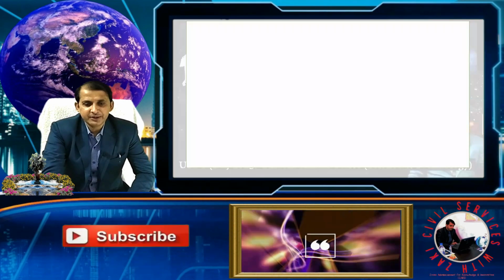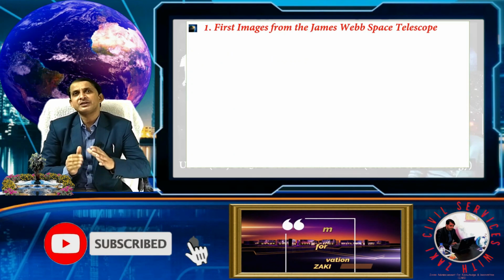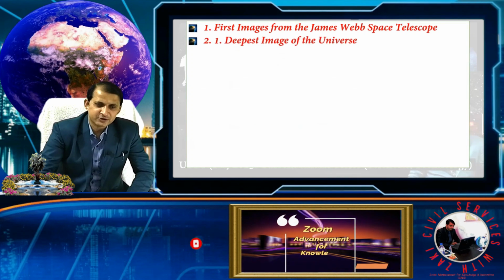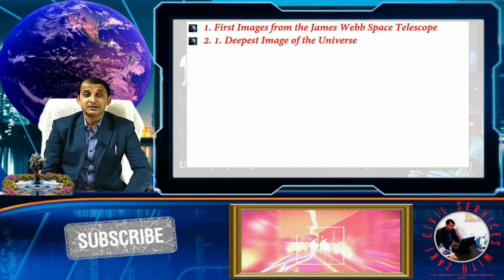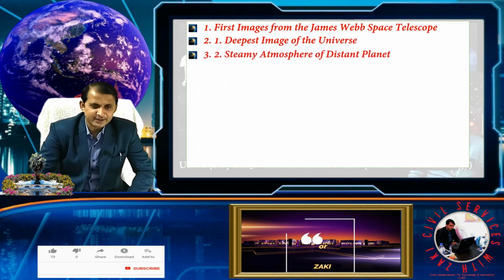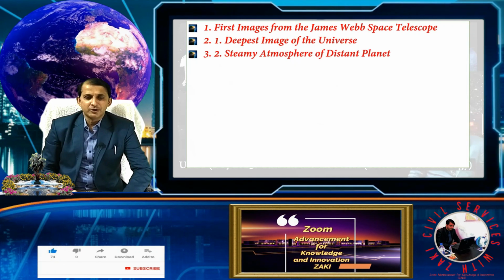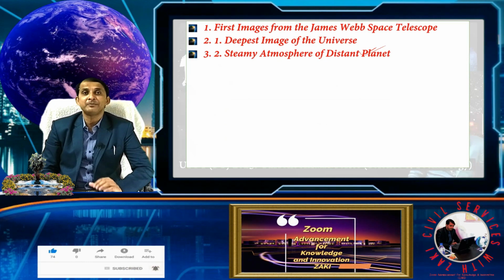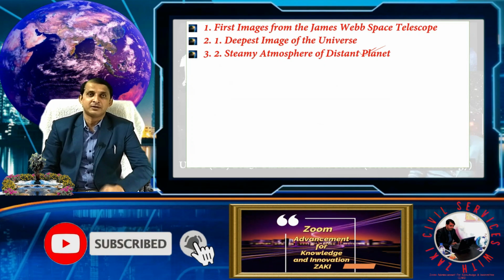Number 1, the first images from the James Webb Space Telescope. We discuss all the first images it took. One is the deepest image of the universe, the most important picture. Another is the steamy atmosphere of a distant planet. This distant planet, an exoplanet, possesses a steamy atmosphere, which means it contains water.